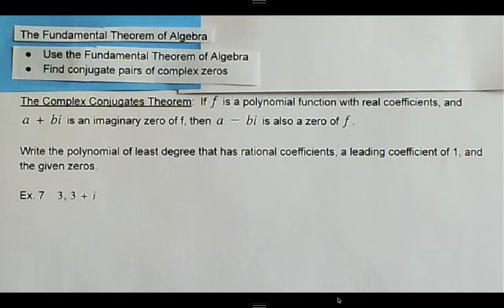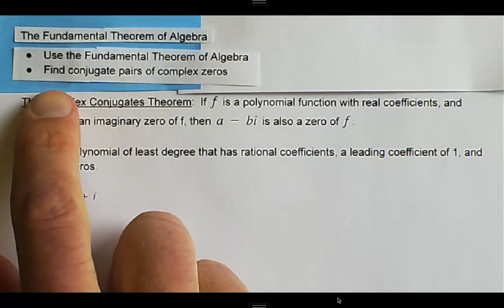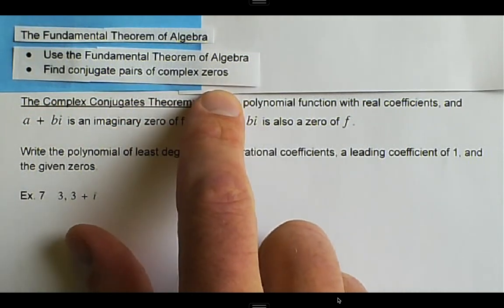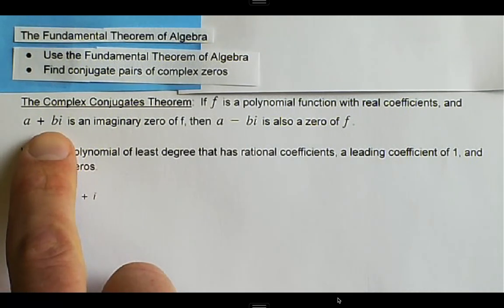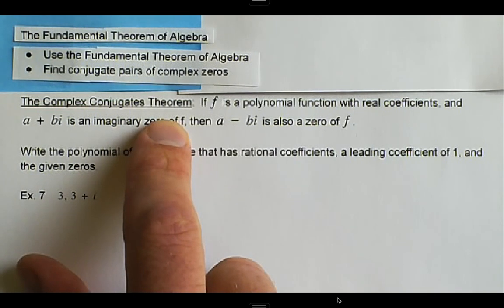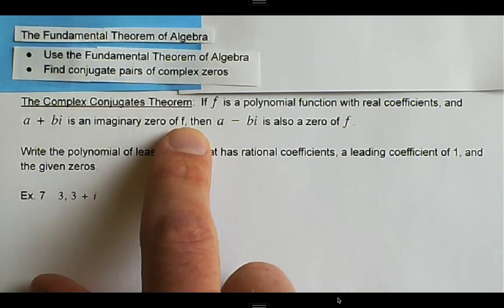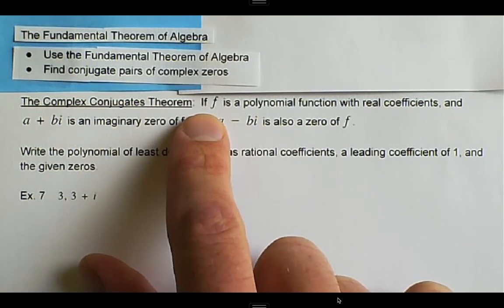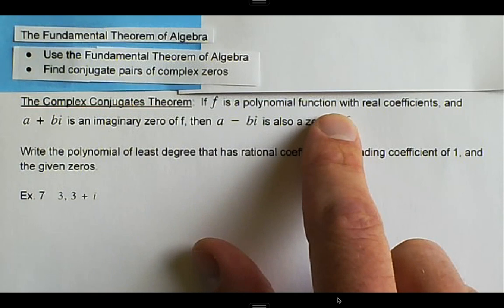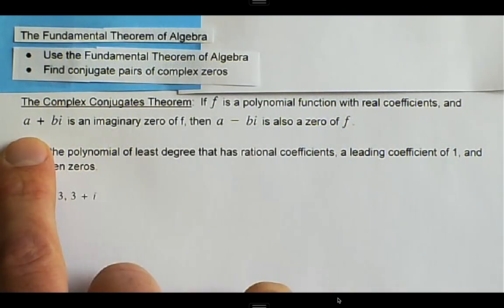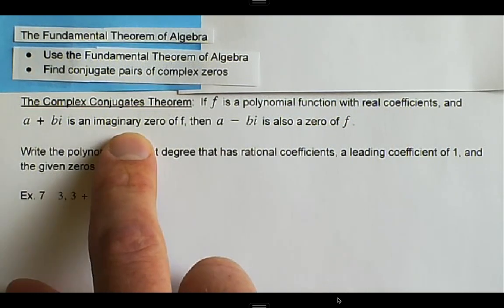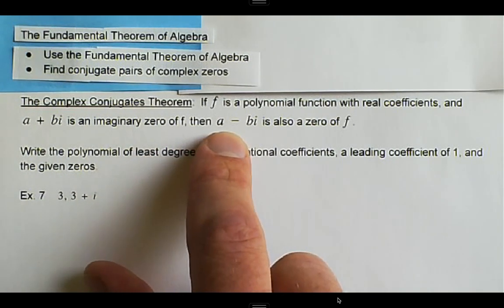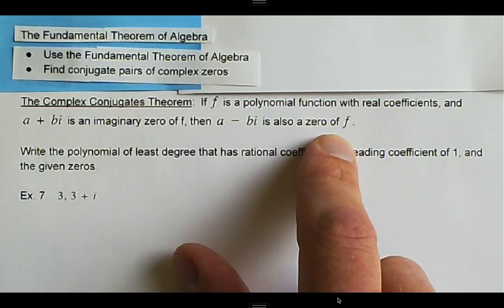So we're talking about the fundamental theorem of algebra, and now we're going to talk about conjugate pairs of complex zeros. The complex conjugate theorem is very similar to the irrational conjugate theorem, just using complex numbers as opposed to irrational numbers. So if f is a polynomial function with real coefficients and a plus bi is an imaginary zero of f, then a minus bi is also a zero of f.